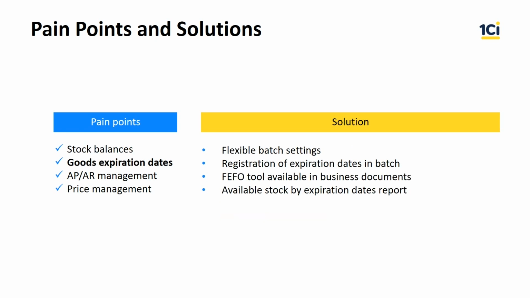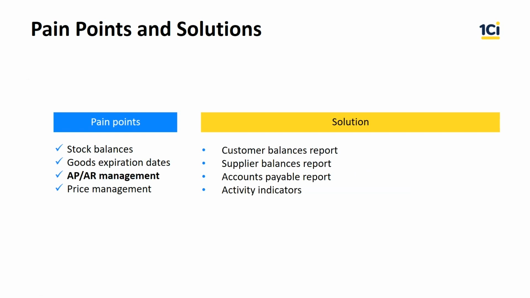So the next pain point was what to do with the goods expiration dates. And we've seen that in 1C Drive we have flexible batch settings. We have for sure the registration of expiration dates in a batch. We have a FEFO tool available in business documents, and there is also a report where we can look up the expiration date.